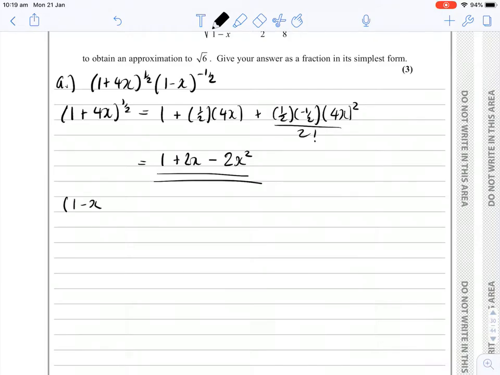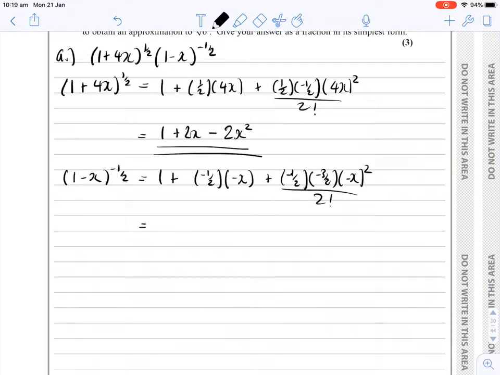Second part, (1 - x) to the negative a half. We expand this, it's going to be 1 + n(ax), which is negative a half times minus x, plus n(n - 1), which is negative a half times minus 3 over 2, times (ax)², all over 2 factorial. So we've got 1 + x over 2, and then here x squared is positive, minus 3 over 2 times minus a half is positive, so we're going to have plus 3x squared over 2 for 8.